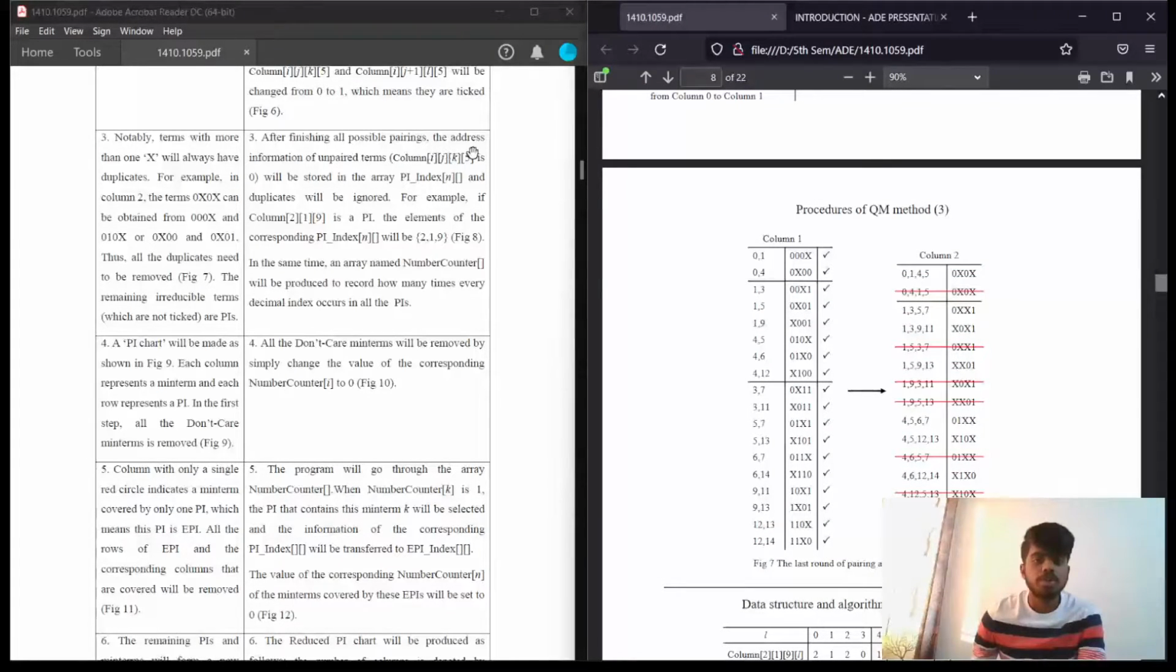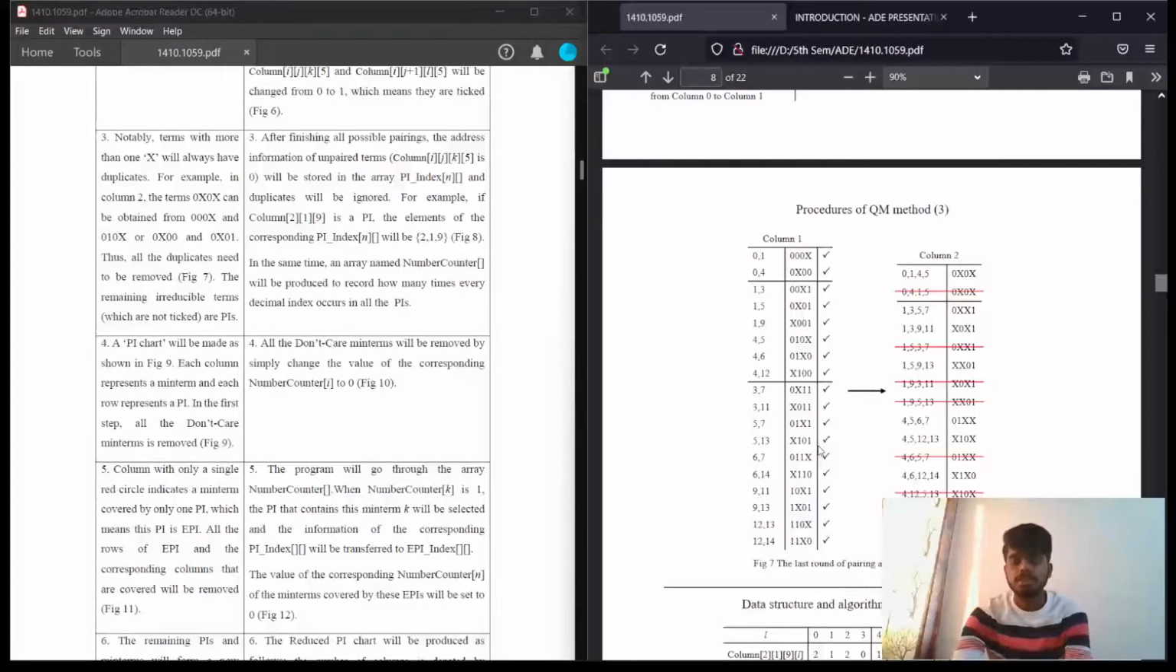After finishing all possible pairings, the address information of unpaired terms, whose column fifth bit is 0, will be stored in an array via index n. Duplicates will be ignored. For example, if column 2 term 19 is a prime implicant, the elements of the corresponding PI index n will be stored. At the same time, an array named number counter will be produced to record how many times every decimal index occurs in all of these PIs.